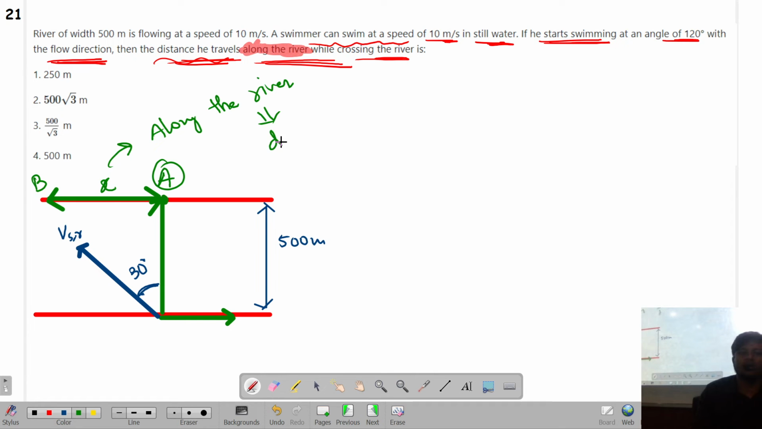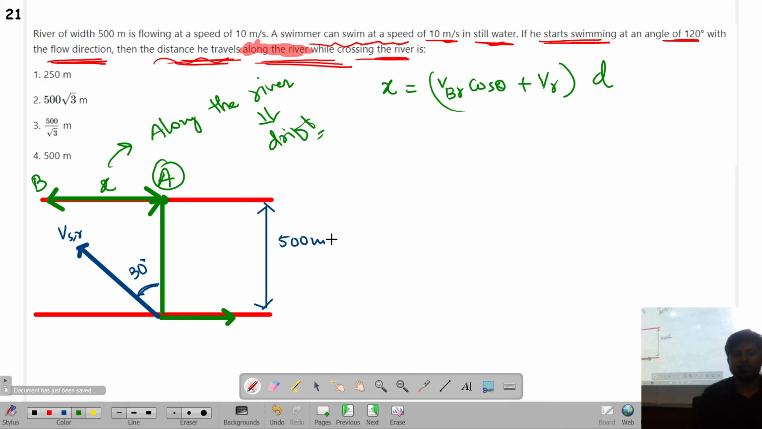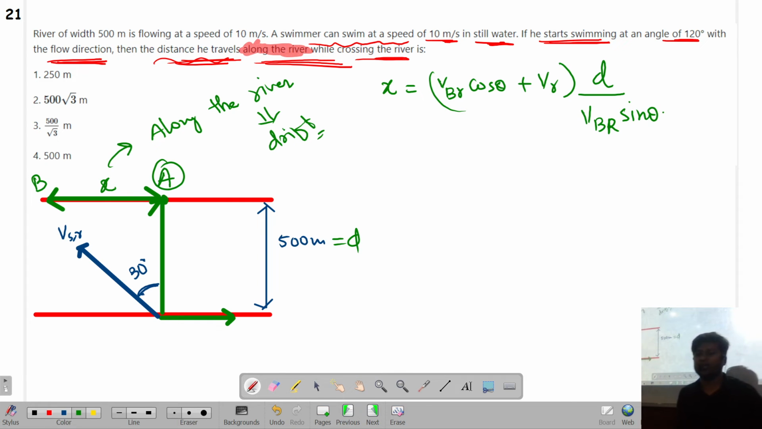And this is also called what? Drift. The formula for drift is x equals v of boat with respect to river times cos theta, plus velocity of river times distance d, which is the width of the river, divided by v of boat with respect to river times sin theta. But we will not utilize this formula. If you go through this formula, your answer will come as 0.